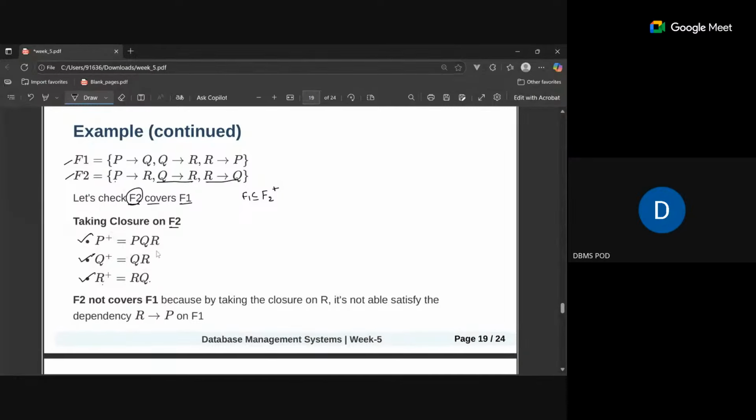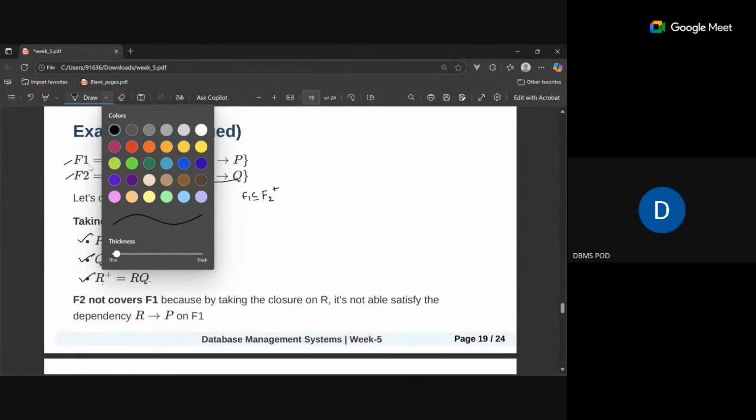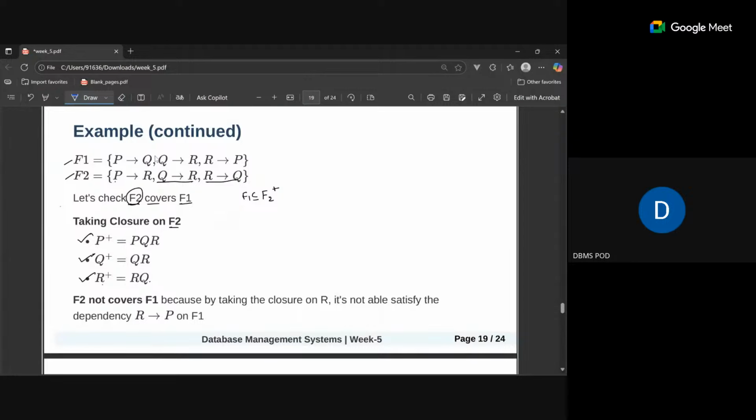By looking at this, now we need to check whether the dependencies in F1 are present in F2 or not, so that we can check whether F2 covers F1. So let's take this PQ and see whether this is covered or not. Let's see the closure of P, because now it has Q, so I can write P determines Q. So this is satisfied. Take Q determines R, Q determines R also, because R is also there.